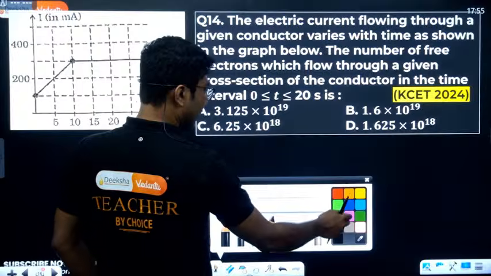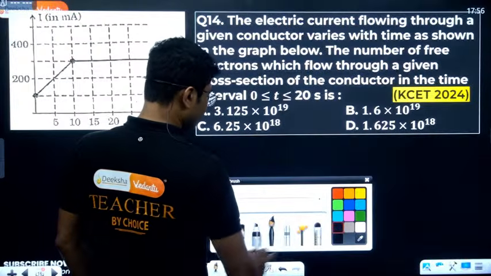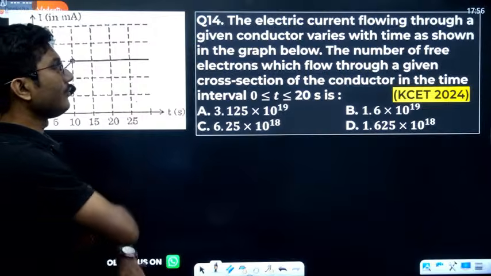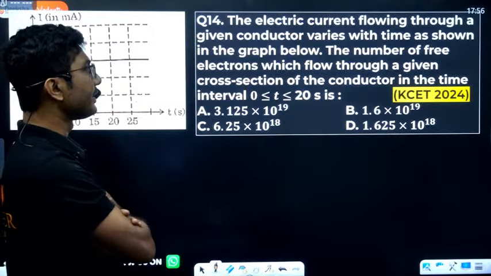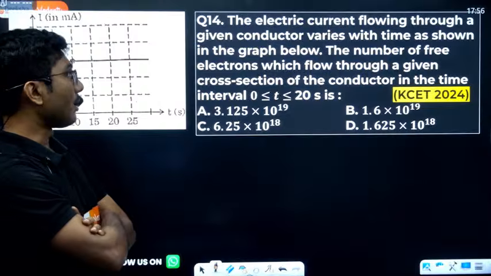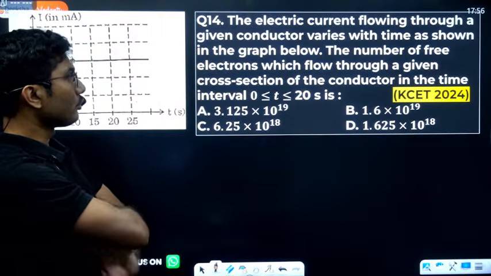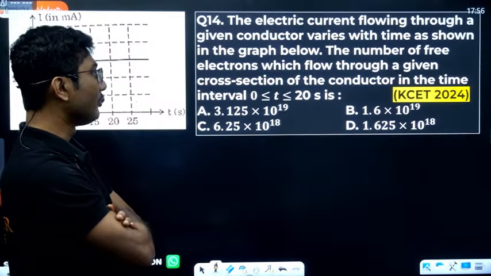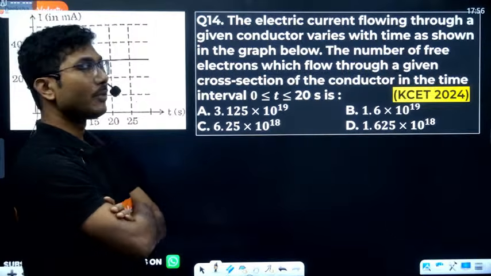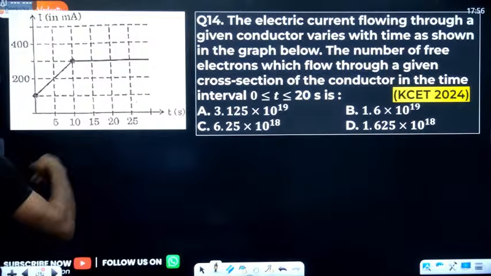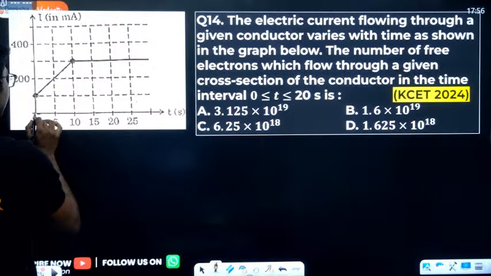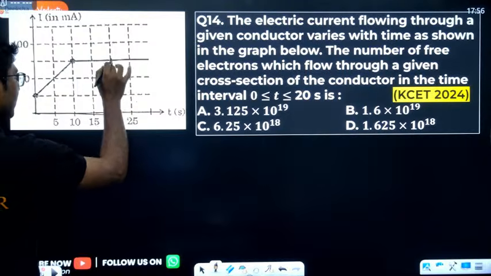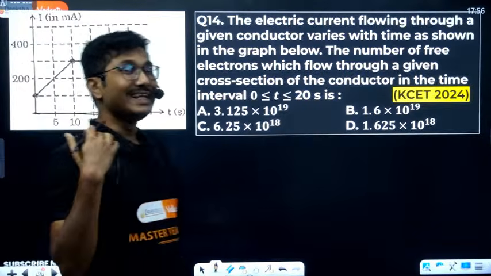Another important question, and based on this same question, there was a question in 2026. The electric current flowing through a given conductor varies with time as shown in the graph below. The number of free electrons which flow through a given cross section in the conductor in the time interval 0 to 20 seconds. So number of electrons you have to find. So 0 to 20 means up to this. So basically up to this much, how many electrons flow.